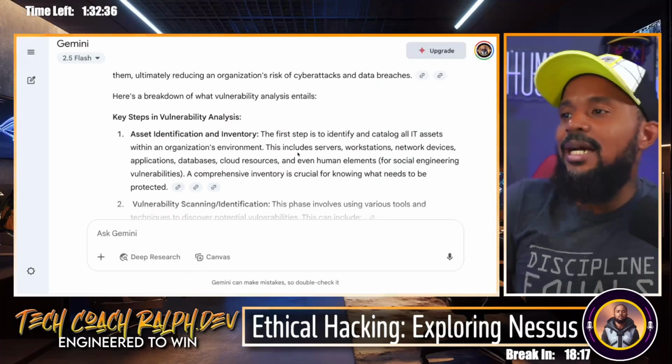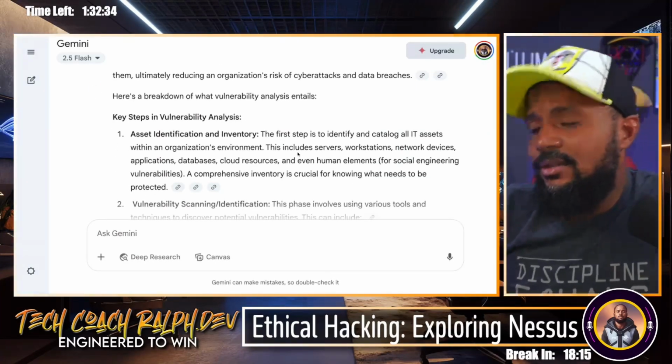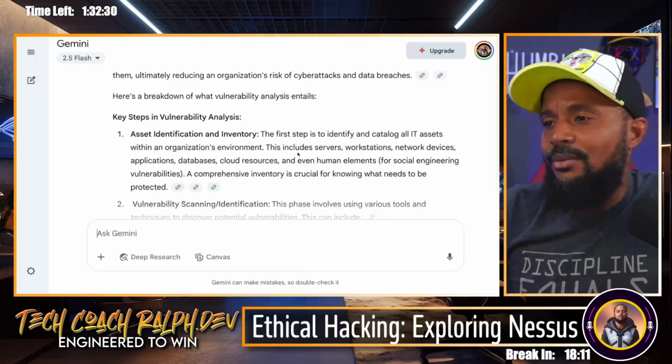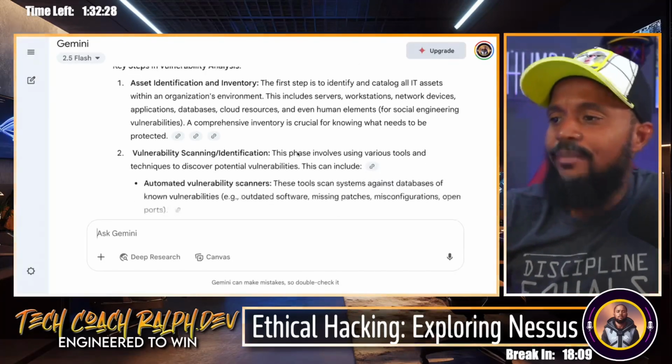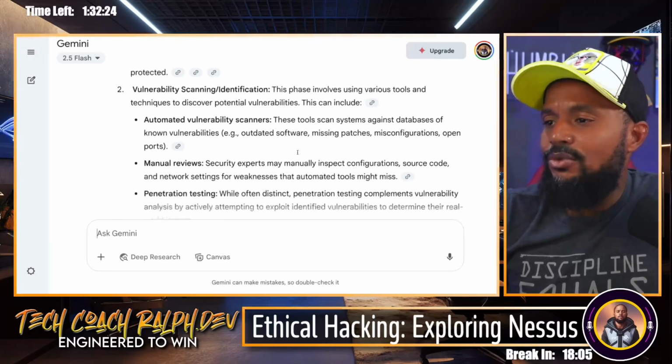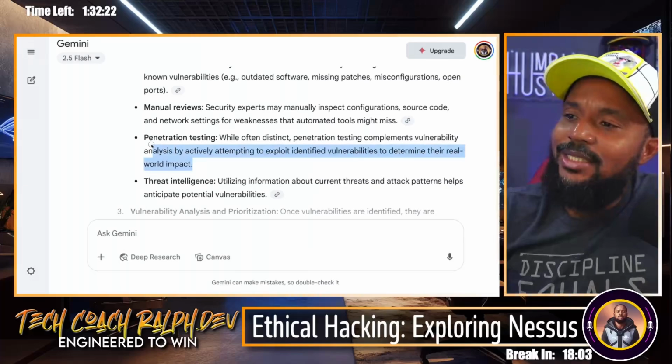Here's a breakdown of what vulnerability analysis entails. Key steps in vulnerability analysis: asset identification. I'm not going to read through this whole thing, but asset identification and inventory, vulnerability scanning and identification, automated vulnerability scanners, manual reviews, penetration testing.